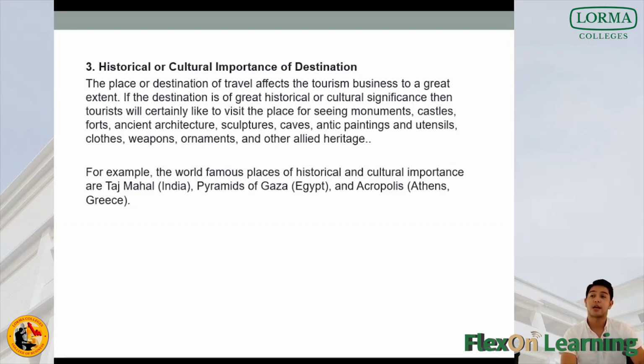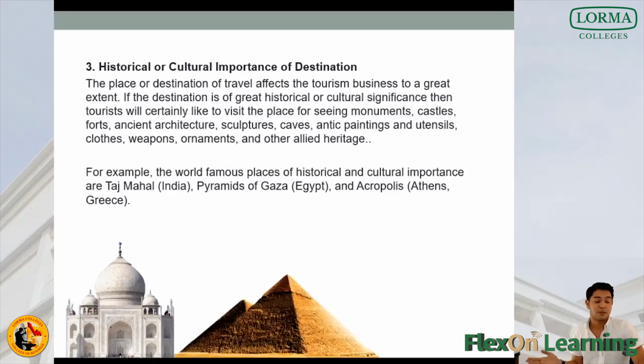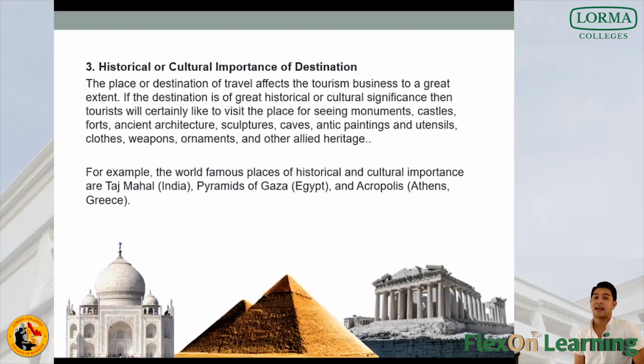Third, historical or cultural importance of a destination. The place or destination of travel affects the tourism business to a great extent. If the destination is of great historical or cultural significance, then tourists will certainly like to visit the place for seeing monuments, castles, forts, ancient architecture, sculptures, caves, antique paintings and utensils, clothes, weapons, ornaments, and other allied heritage. For example, the world-famous places of historical and cultural importance are the Taj Mahal, the Pyramid of Giza, and the Acropolis in Athens, Greece.